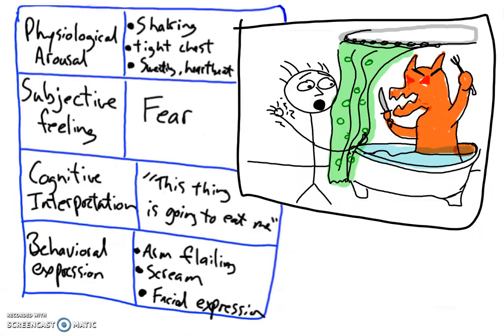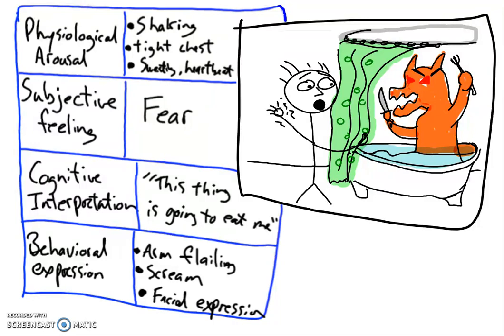So let's see what those things would be. We've got the subjective feeling of fear. The physiological arousal would be shaking, a tight chest, probably some sweating and increased heart rate again. Really, the height of a physiological response for this would be a panic attack. The cognitive interpretation would be some sort of, this thing is going to eat me. I'm not going to survive this situation. Really, understanding that this is a dangerous monster that's not going to be good for you. And the behavioral expression, you'd have your arms flailing, you'd be screaming, your facial expression might be a little strained.